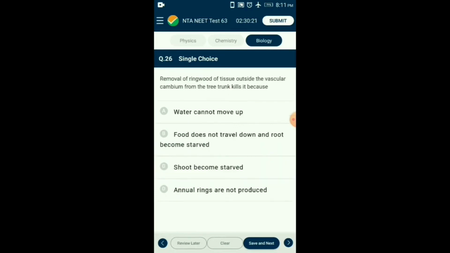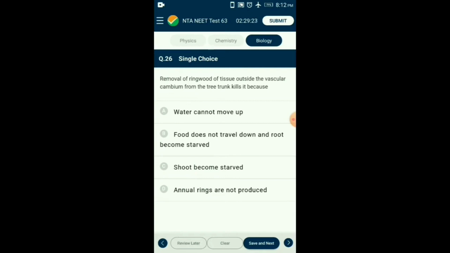Question number 26. Removal of ringwood, that is tissue outside the vascular cambium, from the tree trunk kills it because... Both interfascicular and intrafascicular cambium join together and form a cambium ring. The periclinal division of the vascular cambium ring forms secondary phloem outside the vascular cambium and secondary xylem inner to the vascular cambium. The primary phloem is crushed to death, known as obliteration. Primary xylem, being dead and lignified, is replaced in the pith region.